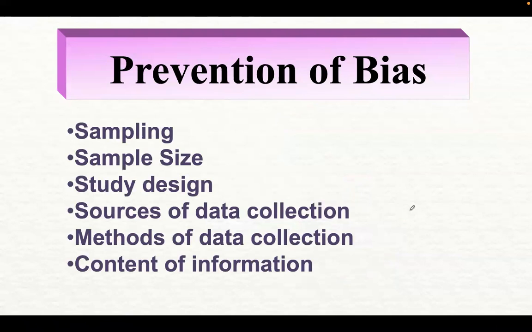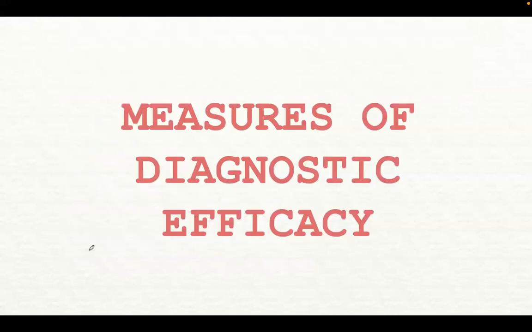So how do we prevent these biases? Number one, we have to do good: the sampling size, the sampling technique, and the study design must be correct. They must be studied very well and must be right. They should be tailor-fit to your objectives and also to the goal of your study. Next, the sources of the data collection, the methods of data collection, and the content of the information.